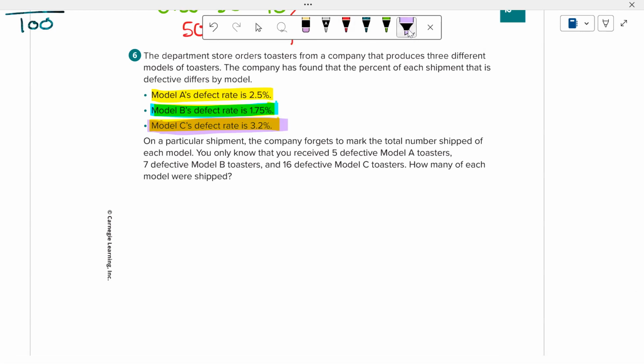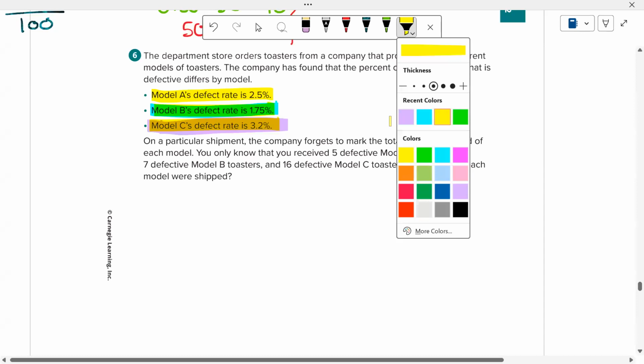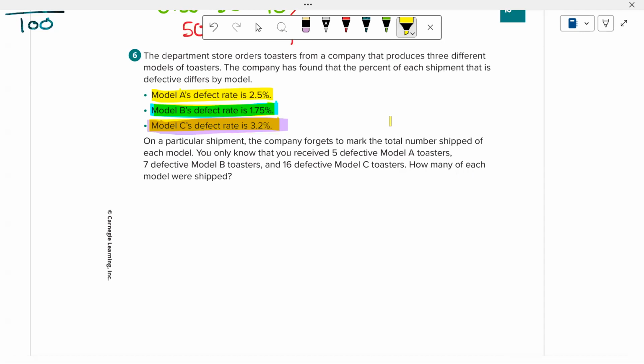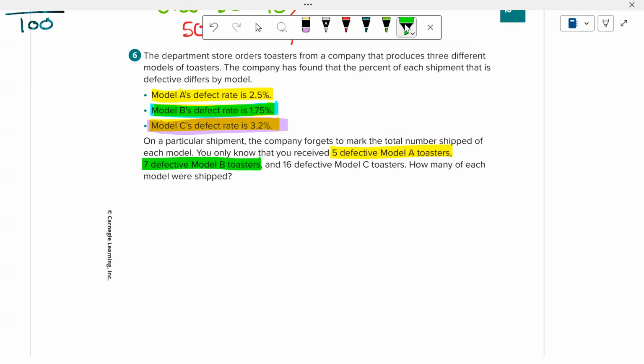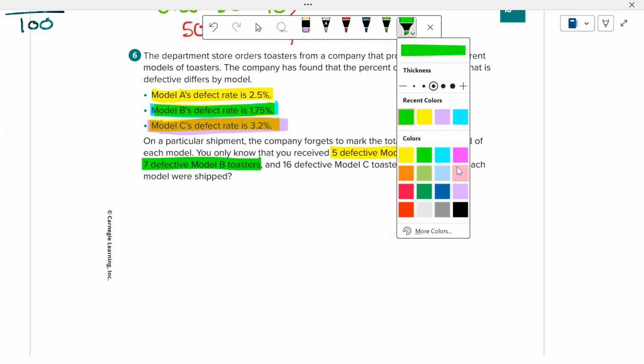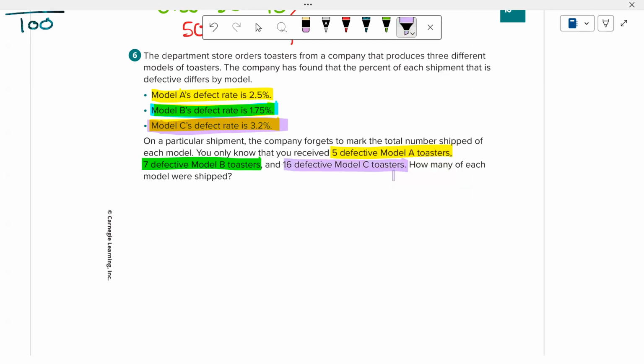On a particular shipment, the company forgets to mark the total shipped each model. You only know that you received 5 for defective A, 7 for defective B, 16 for defective C. How many each model were shipped?